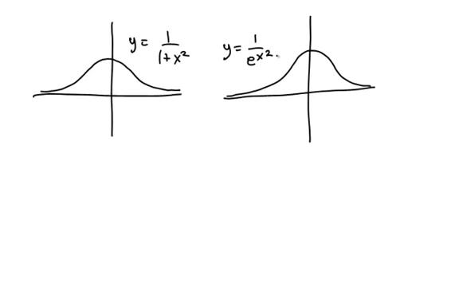Here are two classic bell curves that are used in probability and statistics all the time. 1 over 1 plus x squared and 1 over e to the x squared. They have all of the same basic features. They have a high point at 0, 1. They have horizontal asymptotes of 0 as you move out to either side. They've got a pair of inflection points on either side. They are qualitatively, at least, identical curves. However, look at what happens when we look at their two Taylor approximations centered at 0.